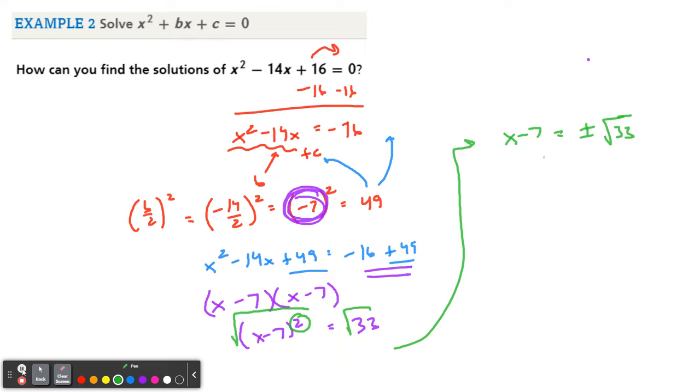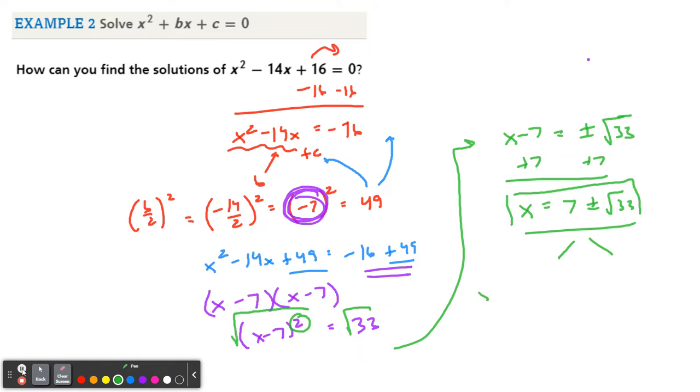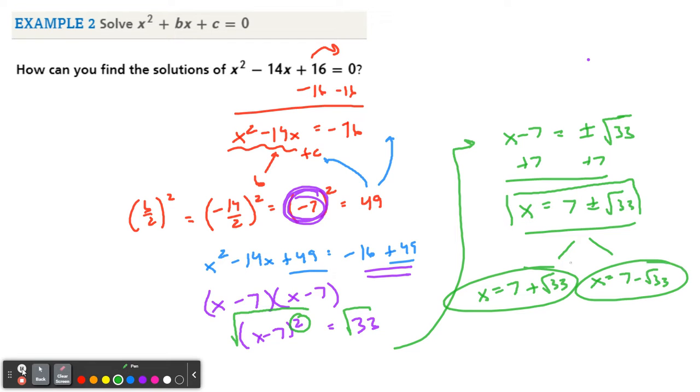And now, you're actually going to get two answers because to get x by itself, you're going to add 7. Those two answers are x equals 7 plus or minus the square root of 33. So this could be how you write it. Or if you break it apart, you could have the answer x equals 7 plus the square root of 33 and x equals 7 minus the square root of 33. And those are the two solutions to this quadratic.